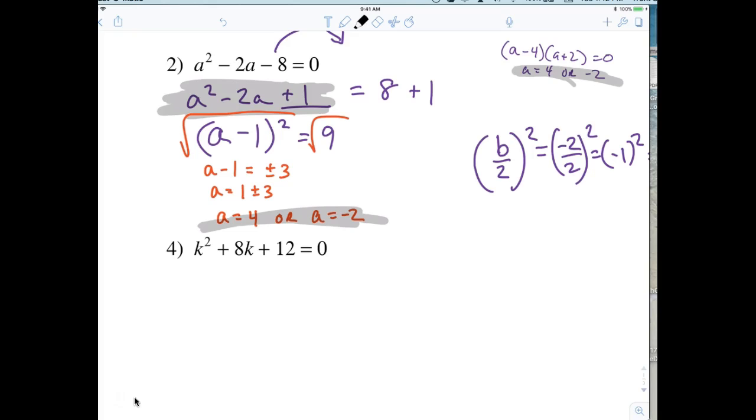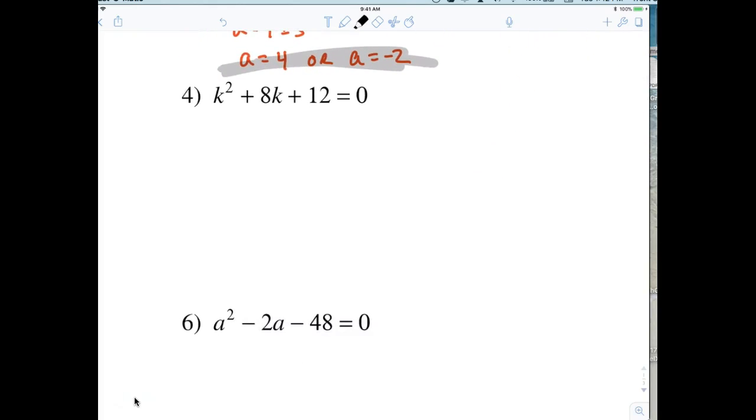But let's take a look now at question number 4. First thing I have to do is move the 12. So here we go: k squared plus 8k equals -12. Now you complete the square. To complete the square, what constant would it be? 8 divided by 2, squared. Perfect. And what is that? 16. So it'd be plus 16, plus 16.